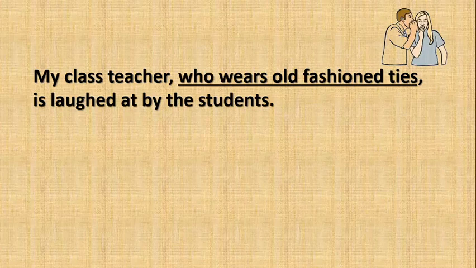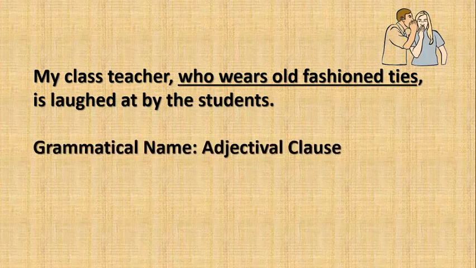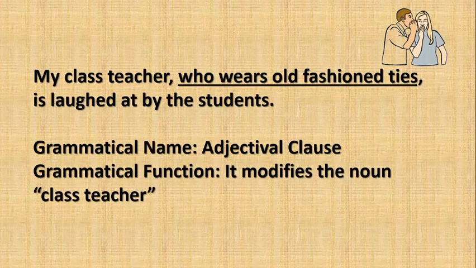For example, my class teacher is laughed at by the students. It is clear. What are you describing here again? My class teacher is laughed at by the students. But because you are a gossip, you will want to ask who wears old-fashioned ties, as a gossip element. So in this case, we will set it off by comma, and that is why we call it non-essential or non-restrictive. However it may be, we still have to call it adjectival clause. And what is the function? It modifies the noun class teacher.